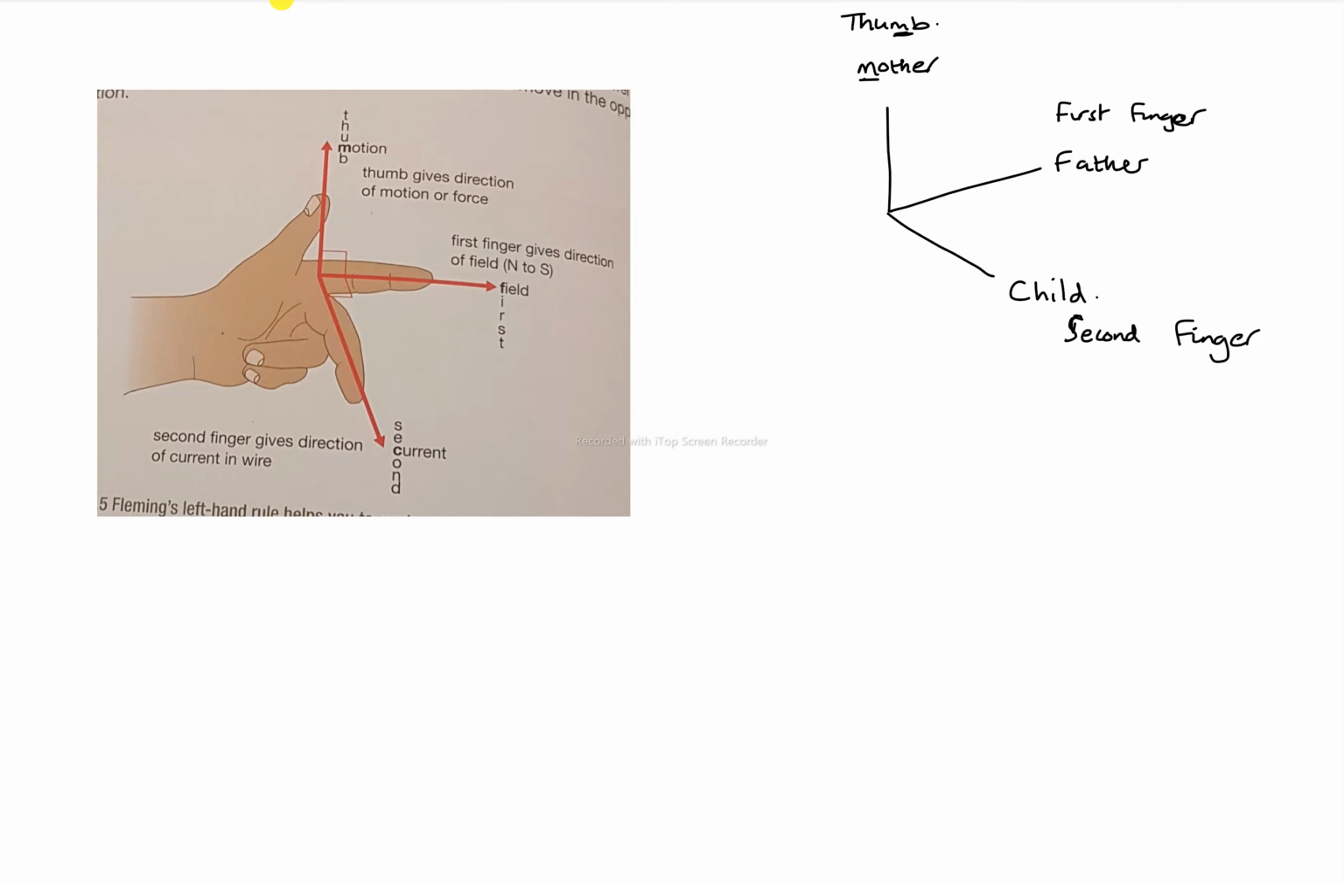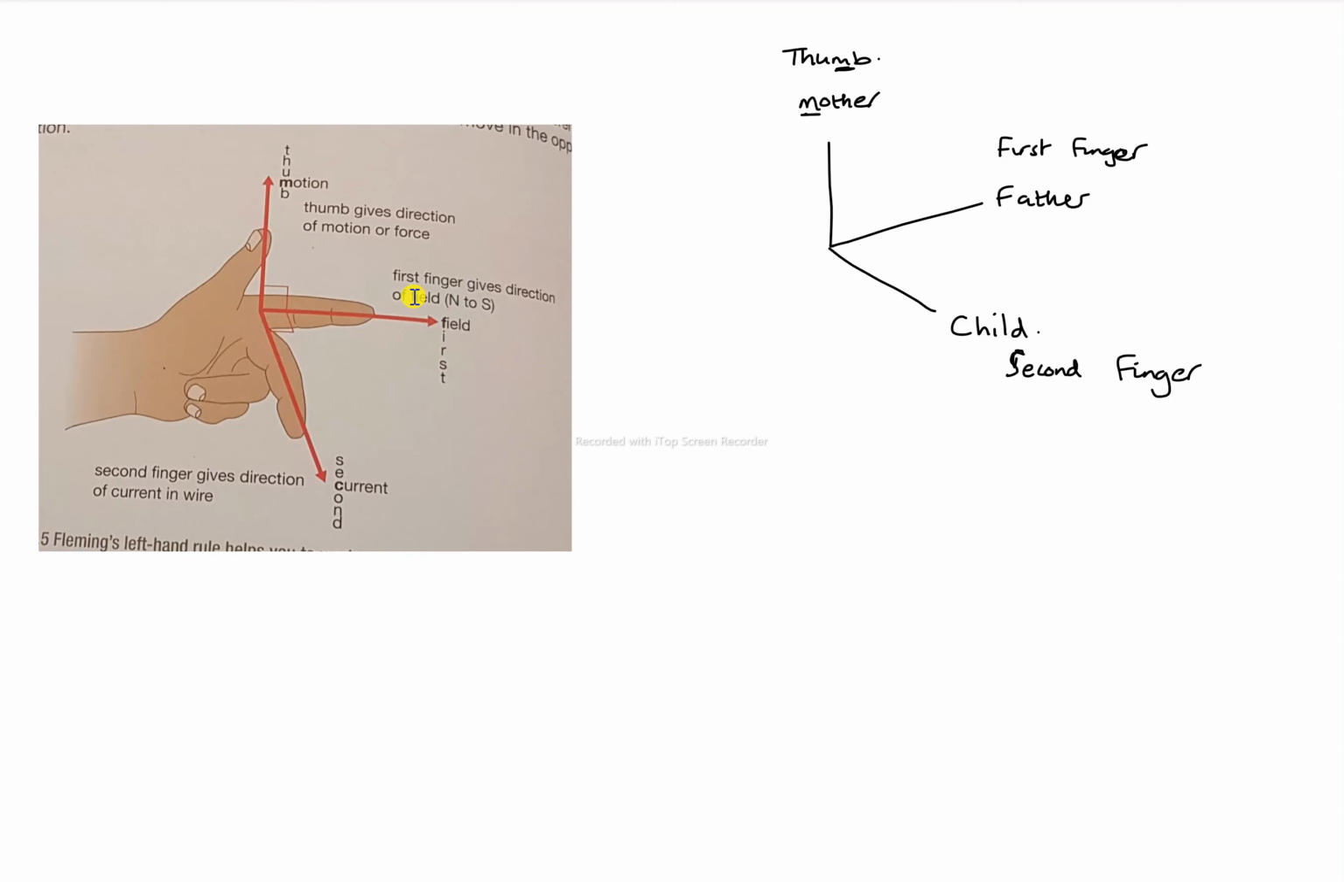The M there is the motion, the movement. The F is which way the field is going, and the C is which way the current is going. These are all at right angles to each other. Can you see this here? They're at right angles, perpendicular to each other.